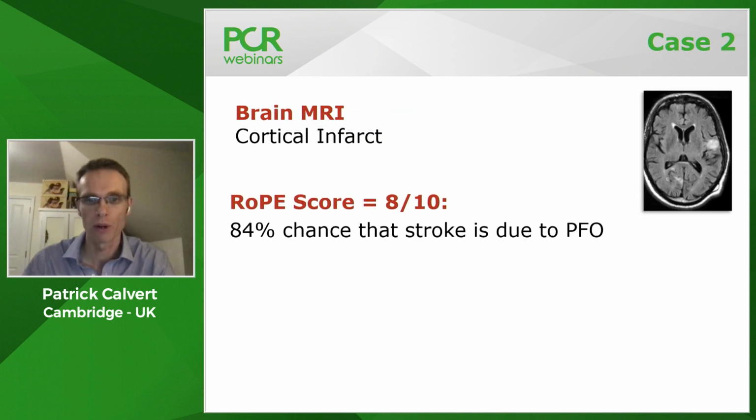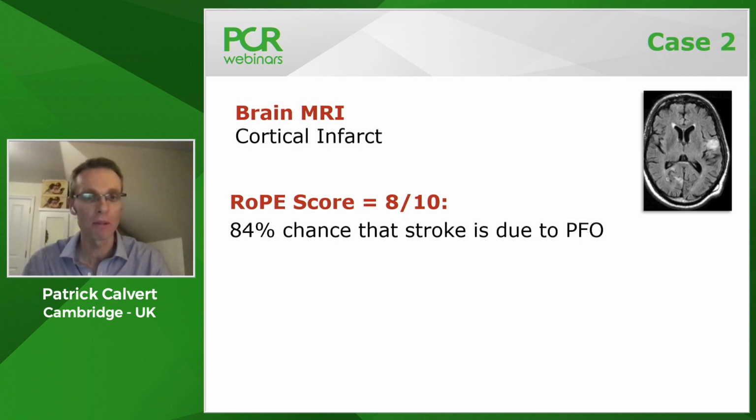If we have a look at her brain MRI, we can see here a left cortical infarct, and her ROPE score is very high. Now, I don't think there's a huge amount to say about this case. I think all of us would agree that this is a clear-cut case for PFO-related stroke. The ROPE score also agrees. The reason I've shown you this case is it's important to know what a clear-cut case is so you know what a controversial case is.